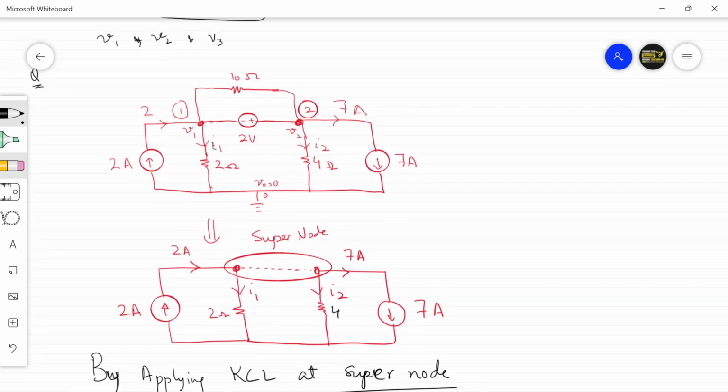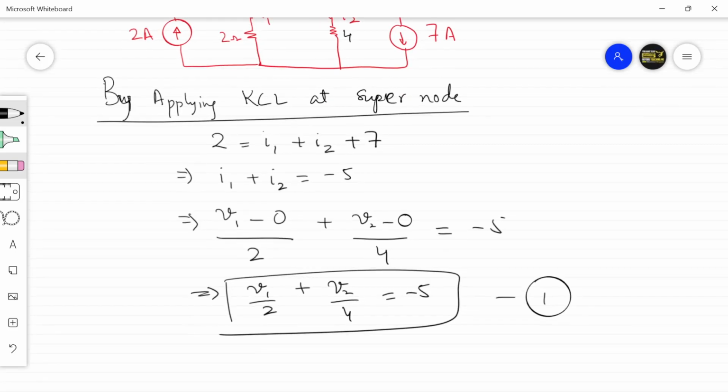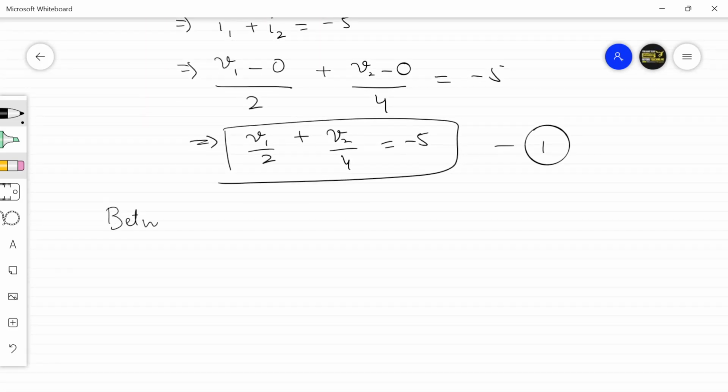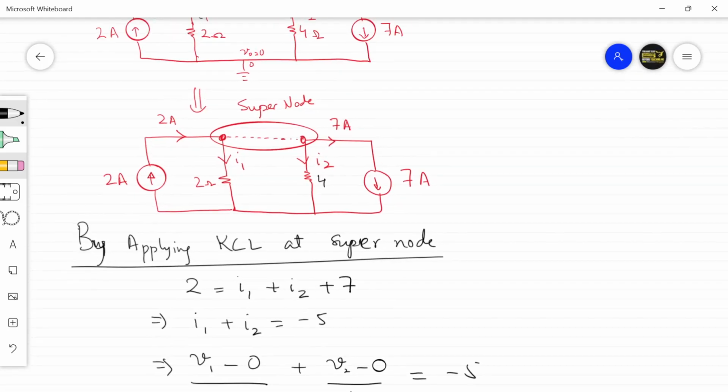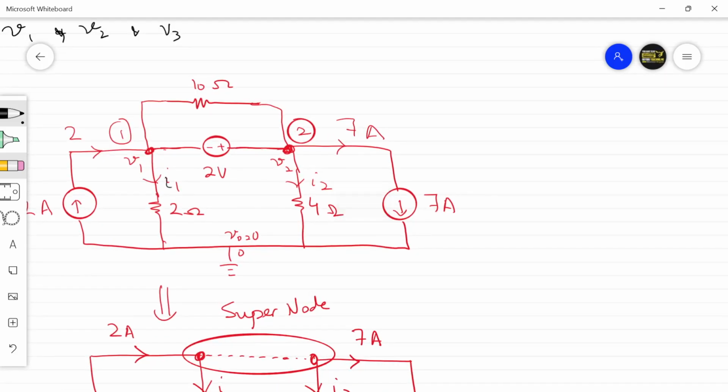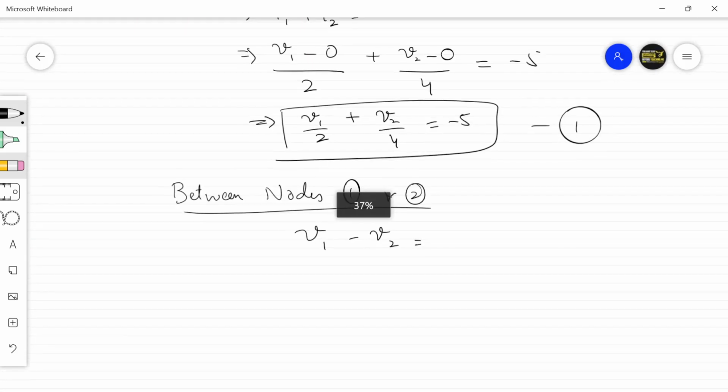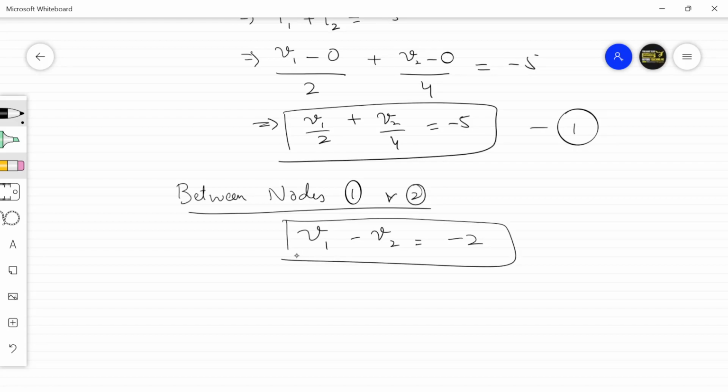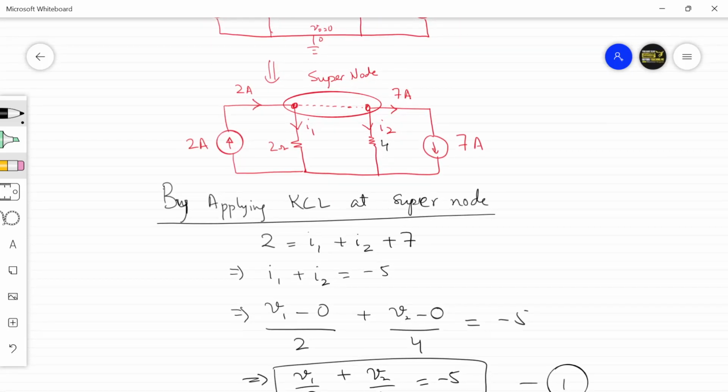और जो दूसरी इक्वेशन है आपकी वो सिंपली बिटवीन नोड्स 1 एंड 2. V1 minus V2. What is the potential difference between node 1 and 2 from the original diagram? V1 और V2 के बीच में जो potential difference है that is equal to minus 2 volts. So V1 minus V2 is equal to minus 2. So this is your equation number 2. So you have equation 1 and 2, you have two variables, so you can find out the values of V1 and V2 from these two equations now. Fine. So is this clear also? Yes, sir.